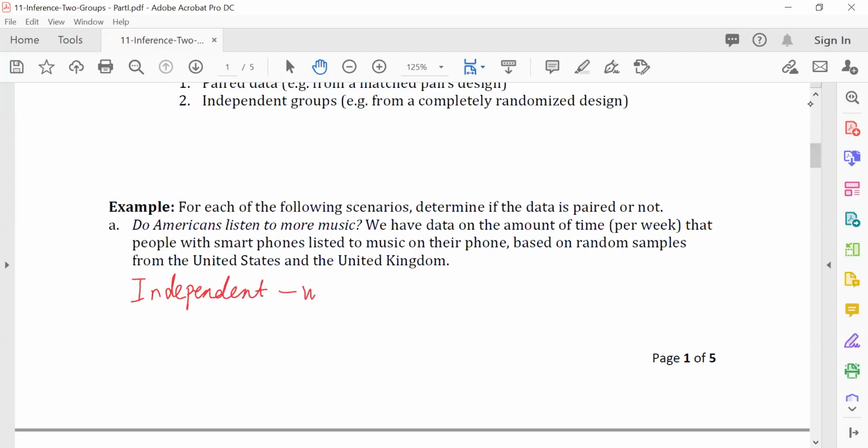Because we have separate groups from the UK and US.